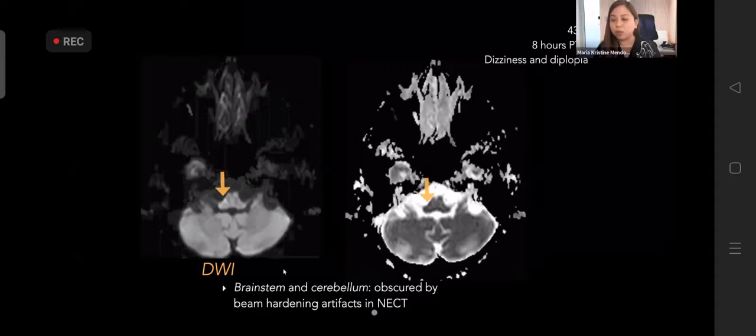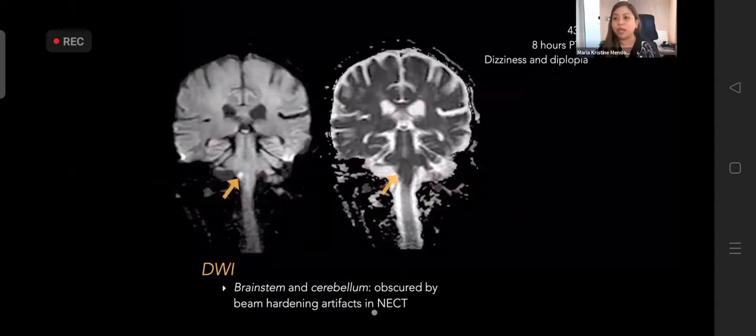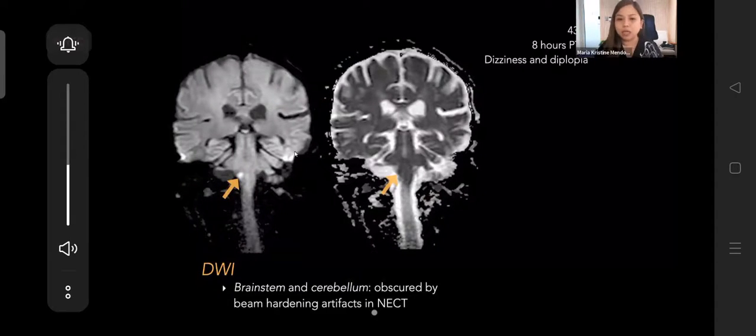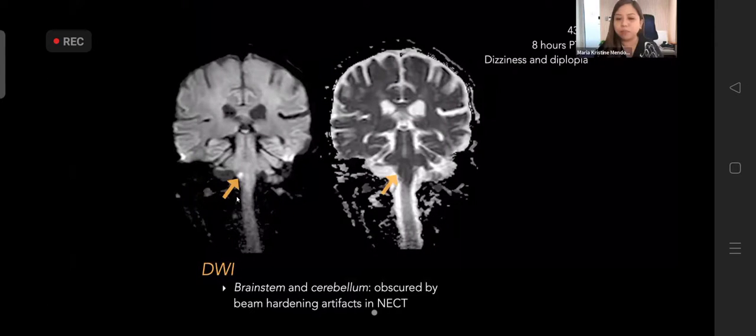Usually it will just include an HLDWI ADC, but in cases wherein there are equivocal findings, I mean, you cannot really commit, is this really restricted diffusion? It helps to do an additional coronal DWA-ADC. As you can see in this particular case, the coronal DWA-ADC clearly demonstrates the acute infarct in the right lateral medulla, especially for lesions in the posterior fossa.